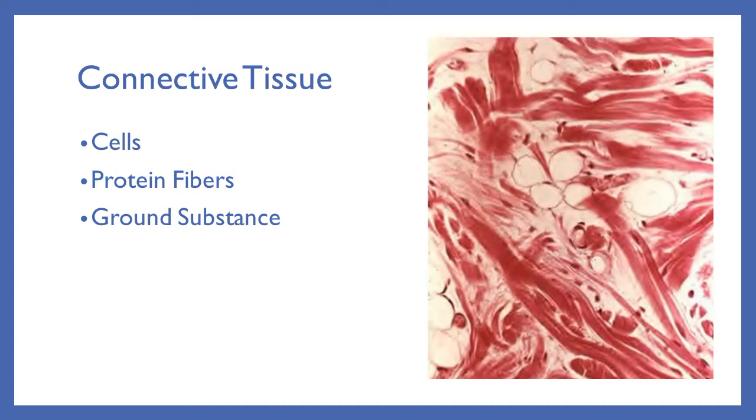Now, this picture looks kind of messy, but what we would see is there's different fibers going on. There's cells. These are adipose cells since they're large and round. And there's a ground substance that all of this is present in. So this would be an example of connective tissue.